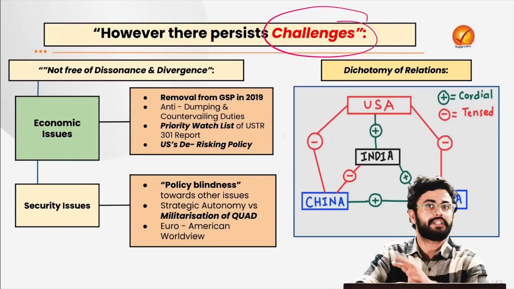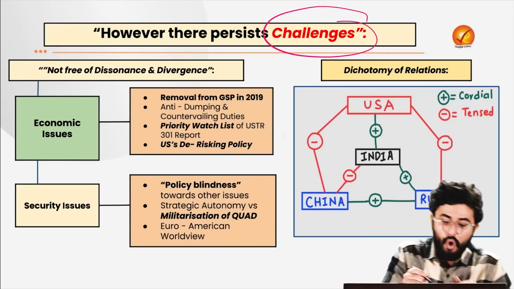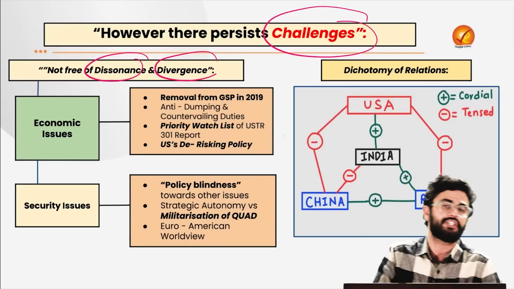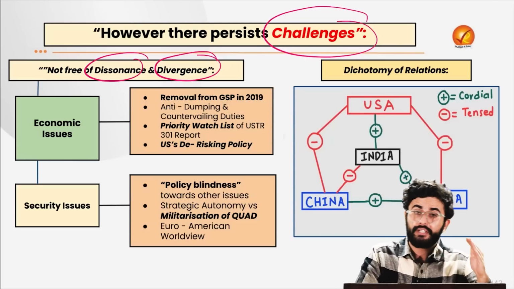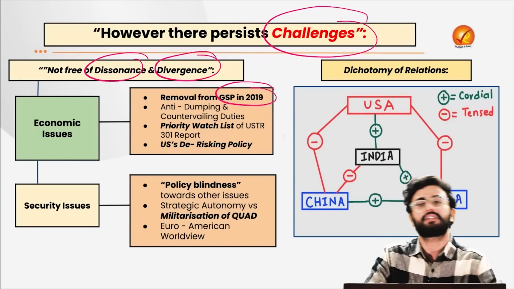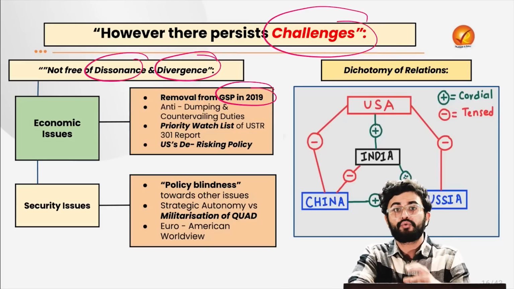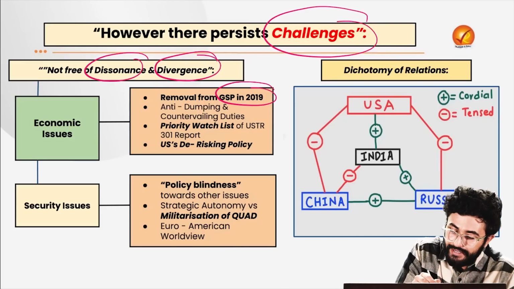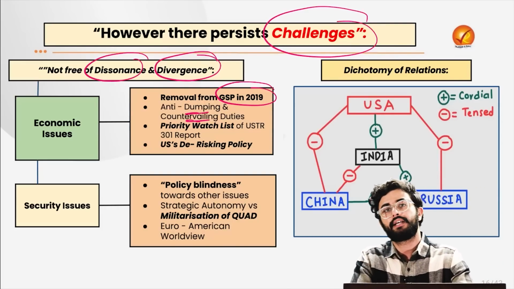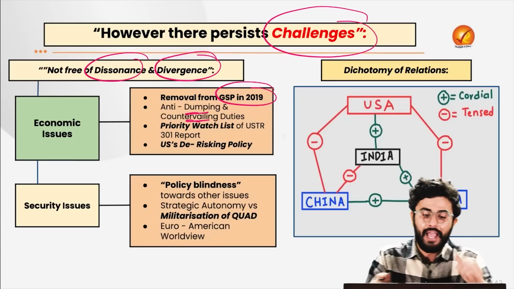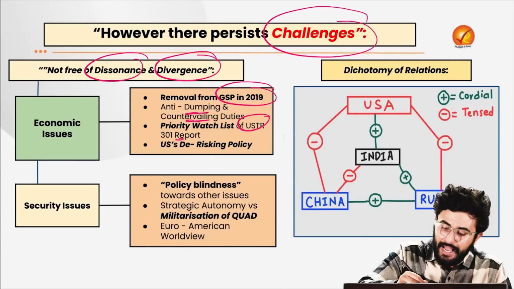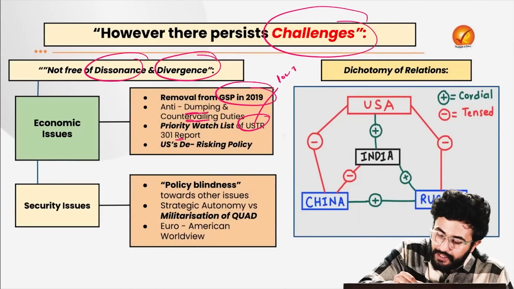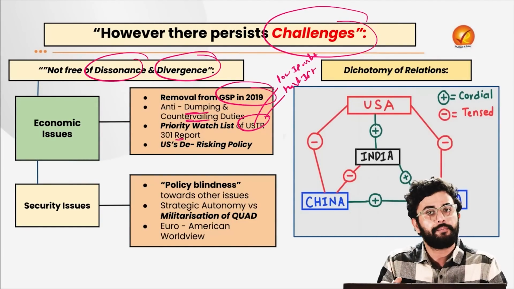As the article itself suggests, the relation between India and US is not free of dissonance and divergence. First is obviously the various economic issues. For example, India was removed from the Generalized System of Preferences in 2019. That has led to US imposing various anti-dumping and countervailing duties on us. India has also been kept in the priority watch list of the USTR Special 301 report, which basically labels India as a country with low IP right protection and high IP theft, intellectual property theft.